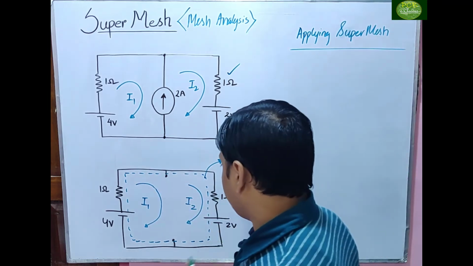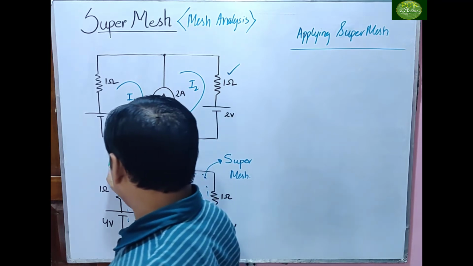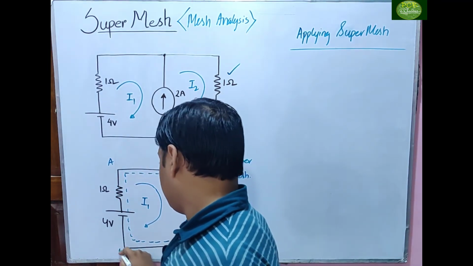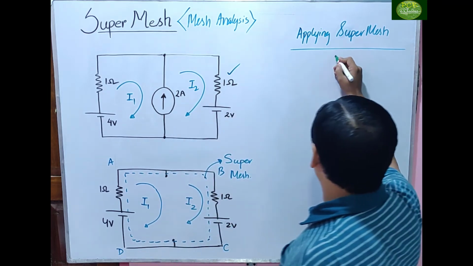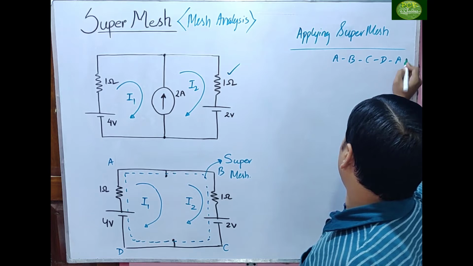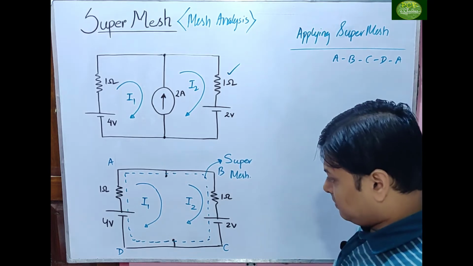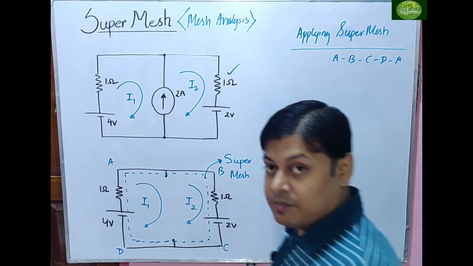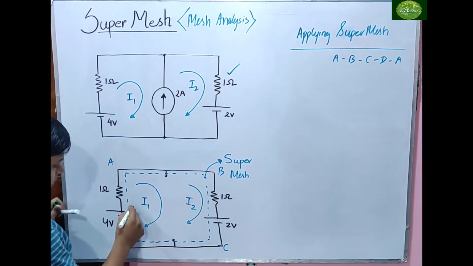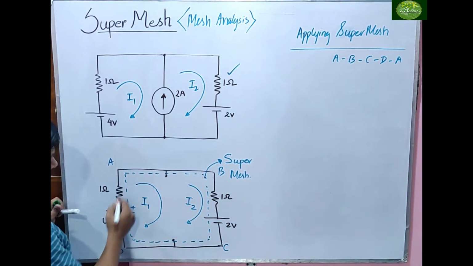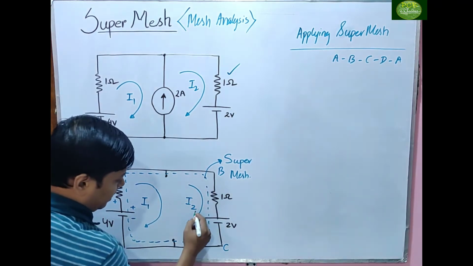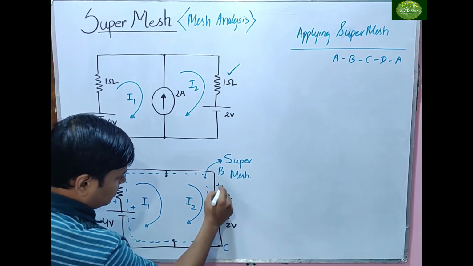What is this path? Let us take A, B, C, D. So my path is A to B, B to C, C to D and D to A, and we apply KVL. This will be negative, this is positive. Current enters this side, so this will be positive, negative. Here the current enters downward, so it is positive, negative.